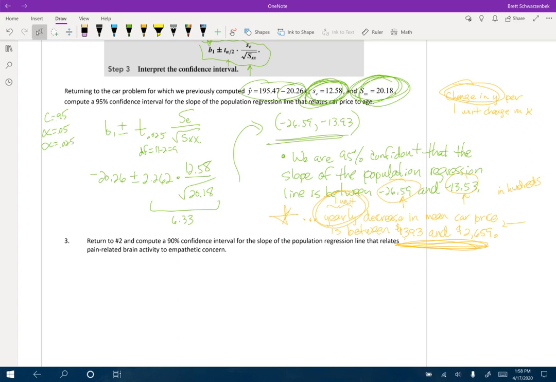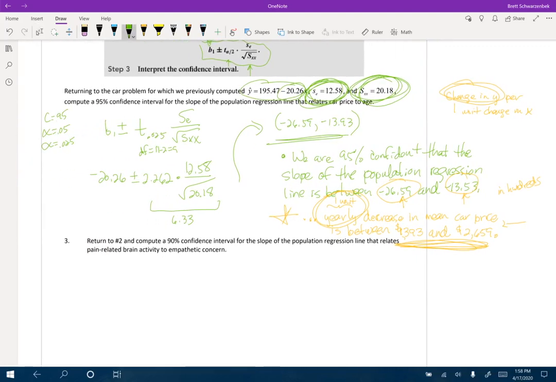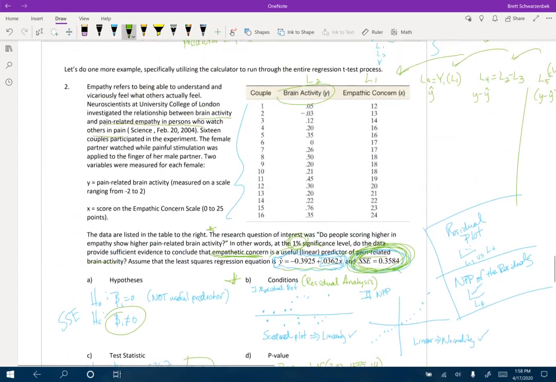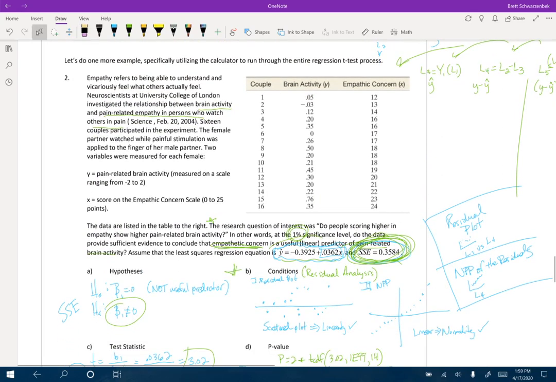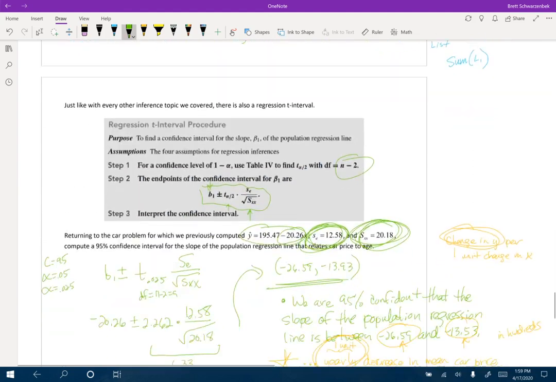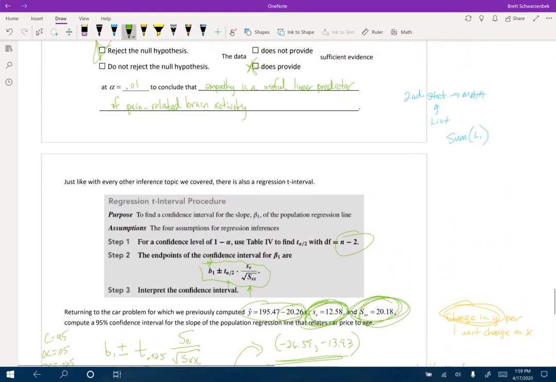Okay, so for number 3 here, I'm just going to be piggybacking on the previous problems again. So basically what would happen is, let's just say there wasn't a previous problem. Then you would be given this entire problem with the data set, and then it would say, compute a 90% confidence interval for the slope of the population regression line that relates pain-related activity to empathetic concern. So literally, that would be an original problem that you could get.